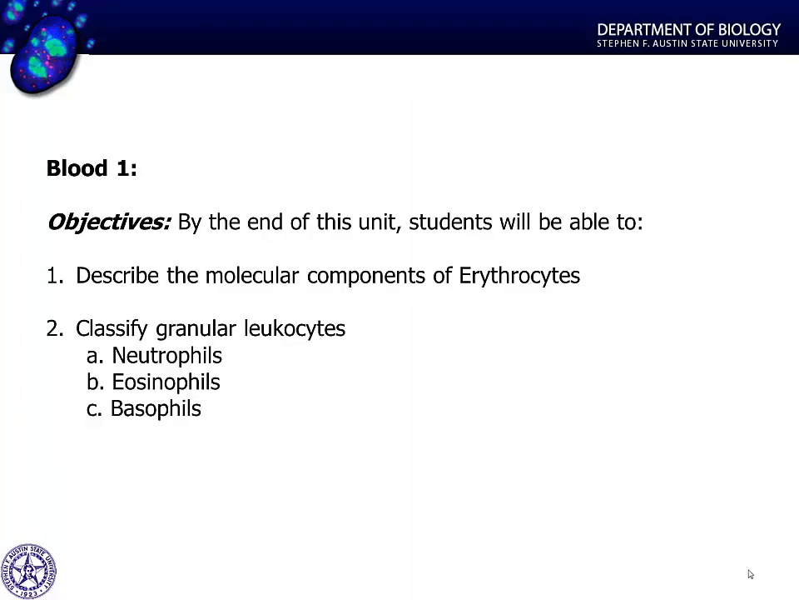So the erythrocytes, we're going to look at the molecular components, not just the hemoglobin inside, that's the oxygen binding molecule, but also the cytoplasmic and the plasma membrane components that help give our erythrocytes their characteristic shape. We're also going to look at the cellular characteristics and the histological characteristics that will help us distinguish our three types of granular leukocytes: the neutrophils, eosinophils, and the basophils.